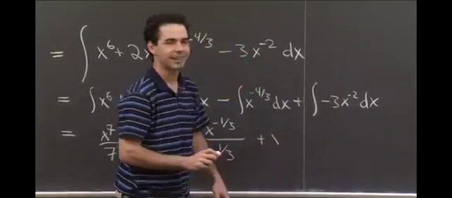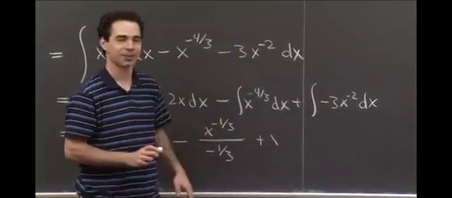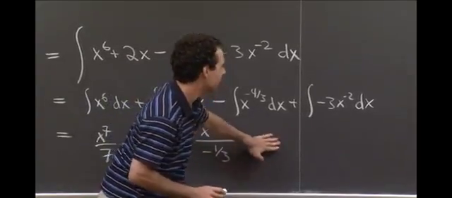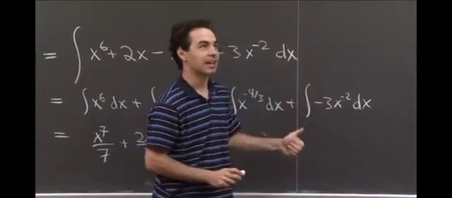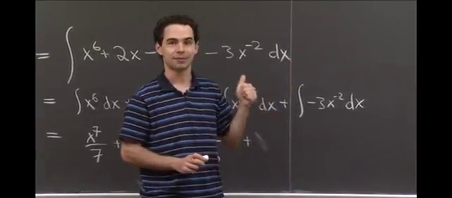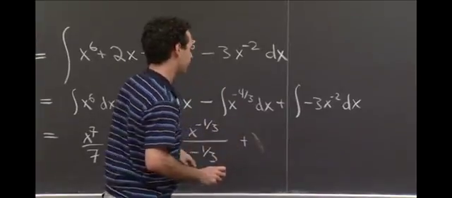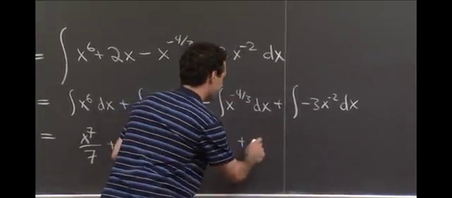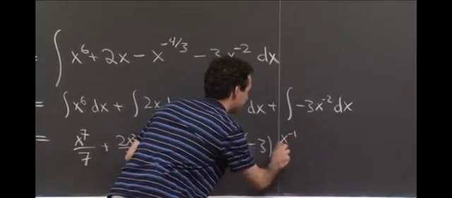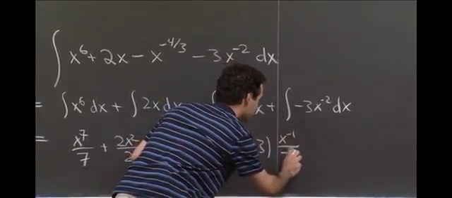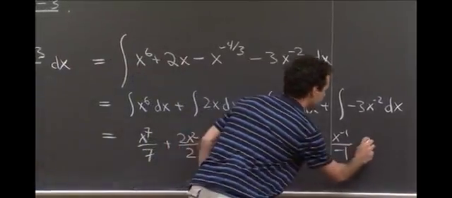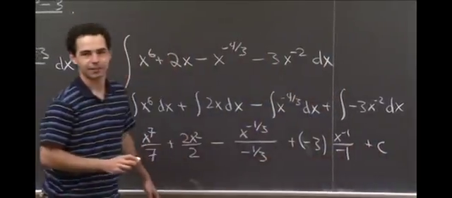Oh, ha ha. You could do that if you were completely confused like me. So x to the minus 2, the exponent increases by 1. So when it increases by 1, you get minus 1, not minus 3. Oh, okay, good. So this is minus 3 times x to the minus 1 over minus 1. Okay, that's much better.